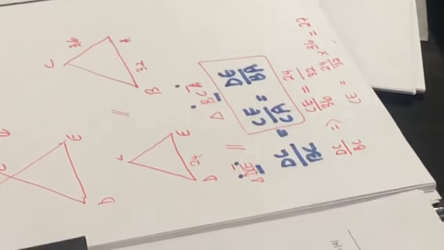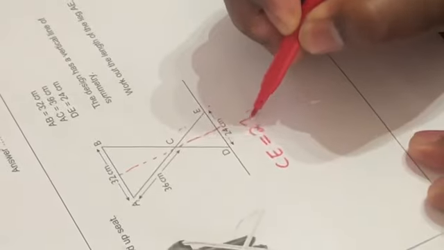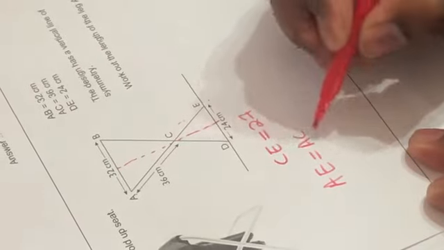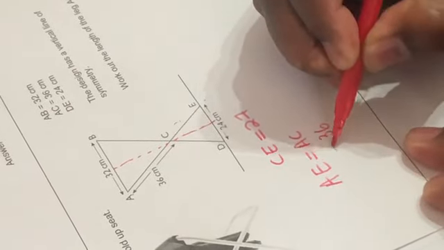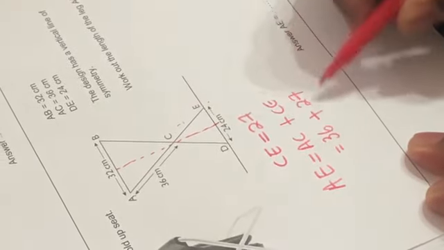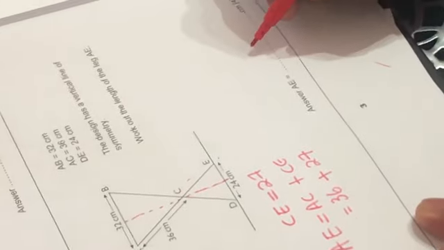So now, if I go back, I know that CE is equal to 27. So A to E is going to be AC, which is 36 centimeters, plus CE, which is 27. And adding the sum of that, you get 63 centimeters.